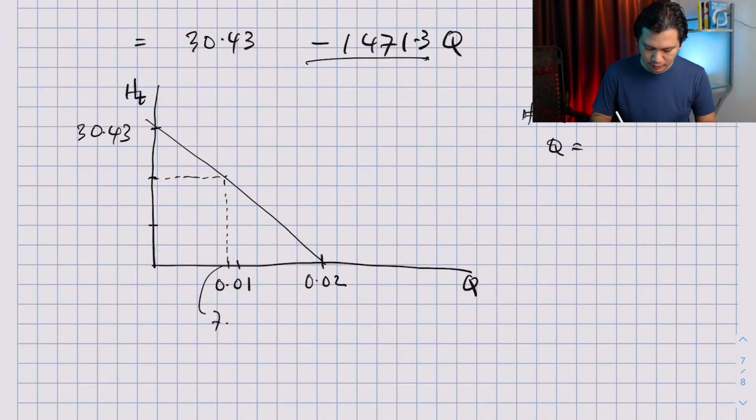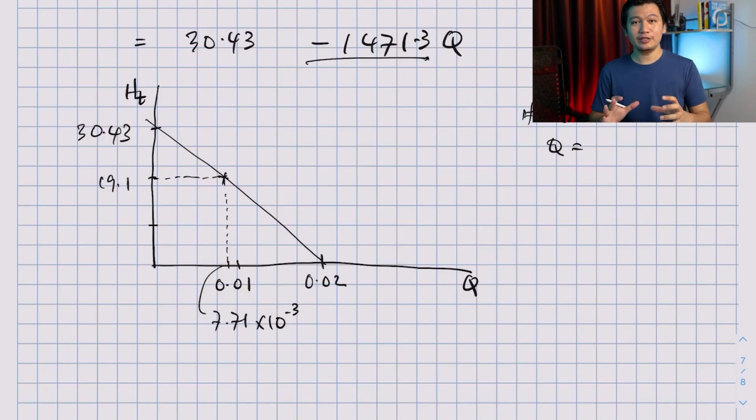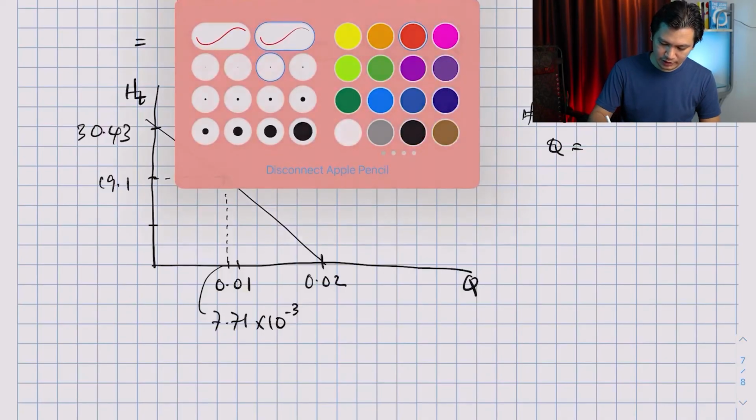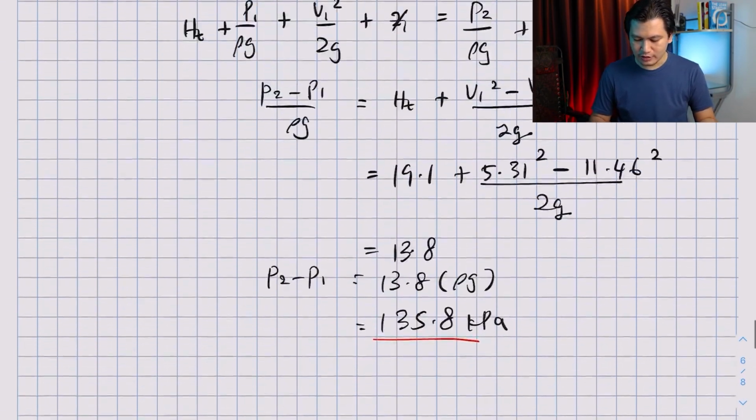So this is 7.71 times 10 to the power of minus 3, and this is 19.1. And this is our operating condition. This is our specific operating condition. And as you notice here, the operating condition falls onto the theoretical head discharge curve. Okay, so basically this is your answer, right? So this is your answer for question number 2.